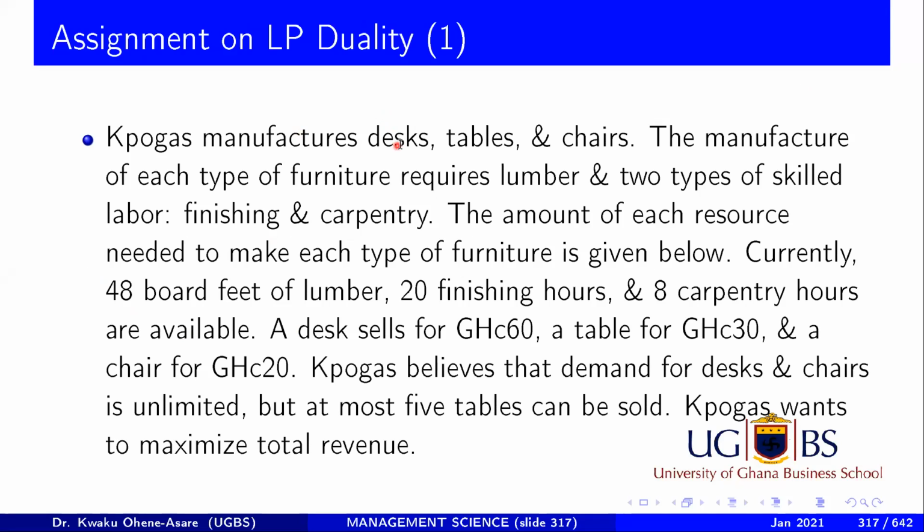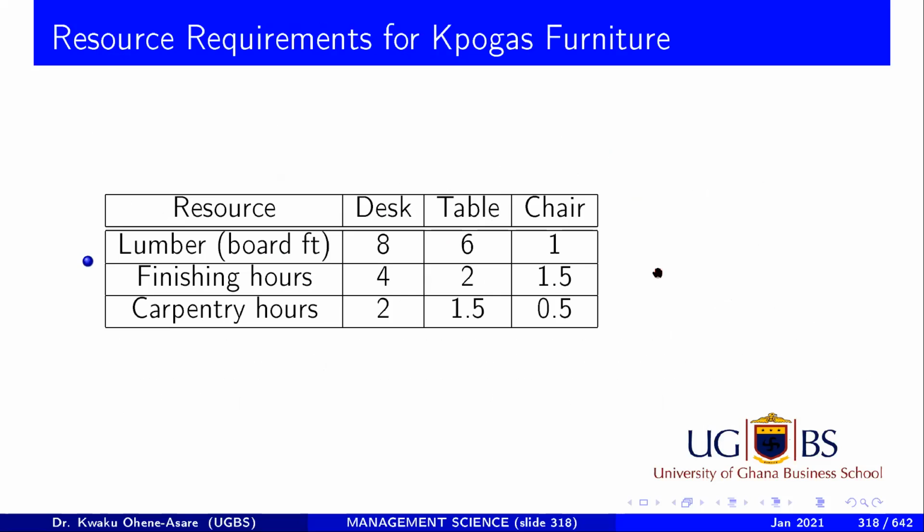Bogus manufactures desks, tables and chairs. The manufacture of each type of furniture requires lumber and two types of skilled labor, finishing and carpentry. So those are the constraints. The amount of each resource needed to make each type of furniture is given below, okay? So the amount of resources needed to make the desk, the table, the chairs: the resources are lumber, finishing, and then carpentry.